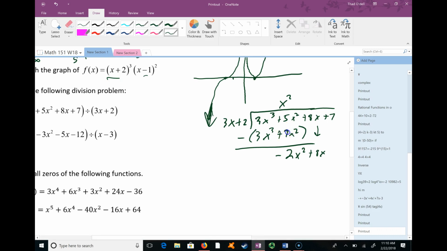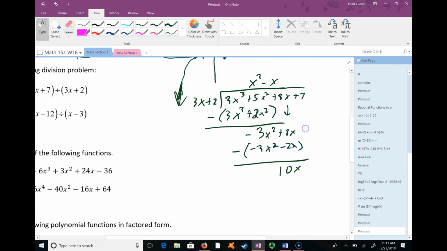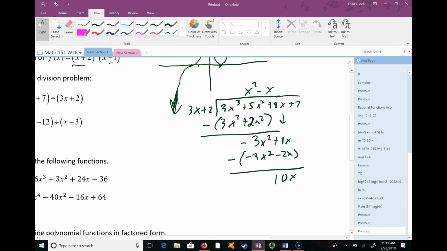That was a 2, wasn't it? My bad. So 5 minus 2 would actually be 3. So I ask myself, what times 3x equals 3x squared? That would be negative x. This is negative 3. Negative x times 3x would be negative 3x squared, and negative x times 2 would be negative 2x. And then I subtract that, and that would give me 0, of course. And 8x plus 2x would be 10x. All right. Bring the 7 down.